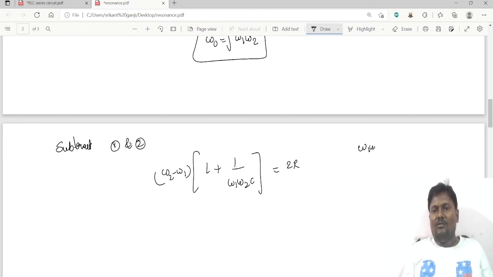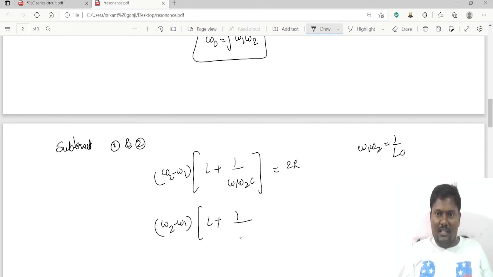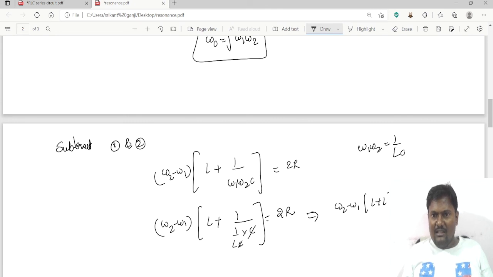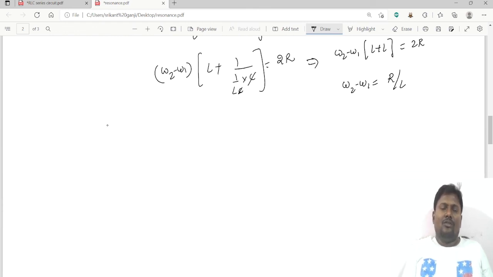What is omega 1 omega 2? That should be equal to 1 by LC. So omega 2 minus omega 1 into L plus 1 by LC into C, and C and C will be cancelled. From this, omega 2 minus omega 1 into L plus L is equal to 2R, and omega 2 minus omega 1 is equal to R by L. So what is omega 2 minus omega 1? It is the bandwidth. Omega 2 minus omega 1 is equal to R by L.